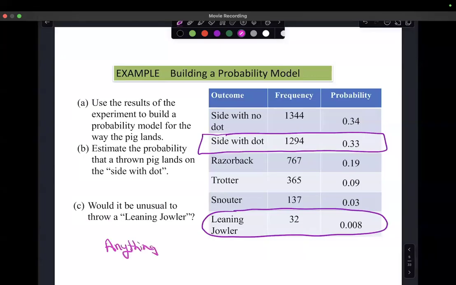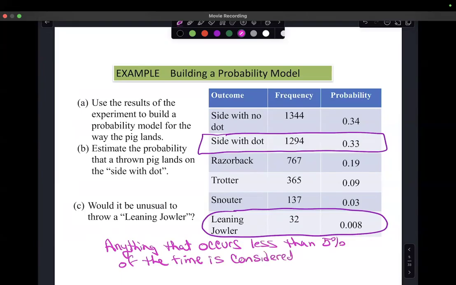Anything that occurs less than 5% of the time, that's a really ugly 5, is considered unusual. There we go. Very important. I'll give you a second if you're writing that down, and then I will move on. All right.